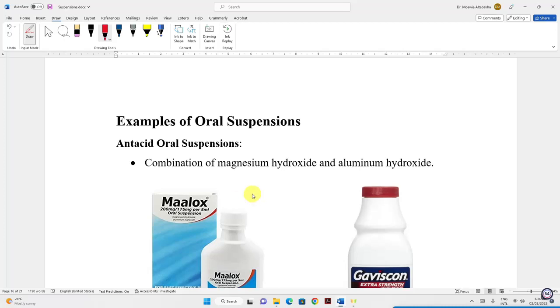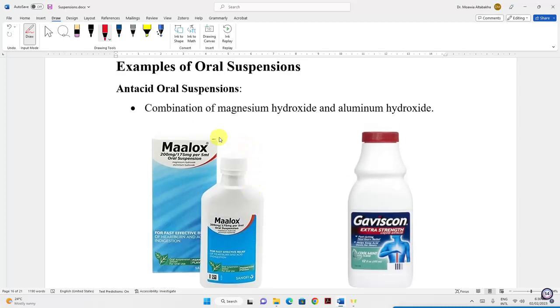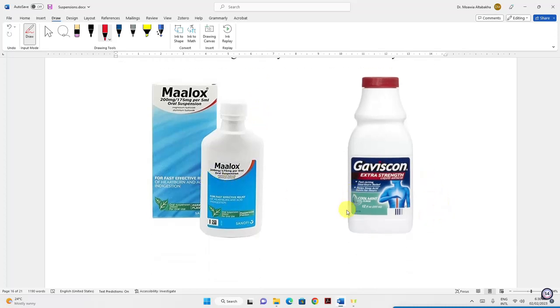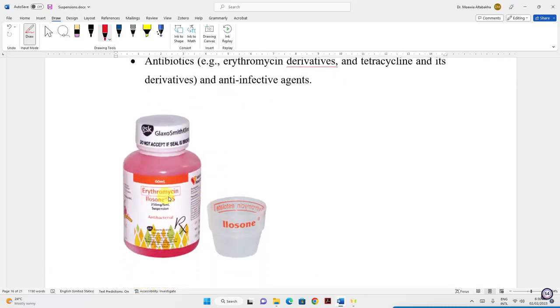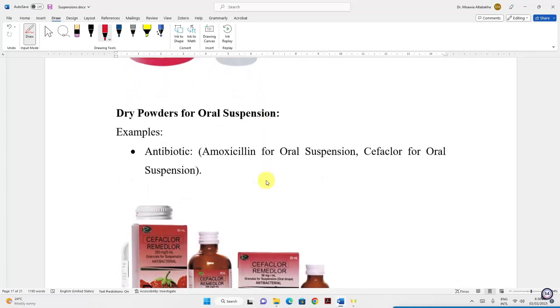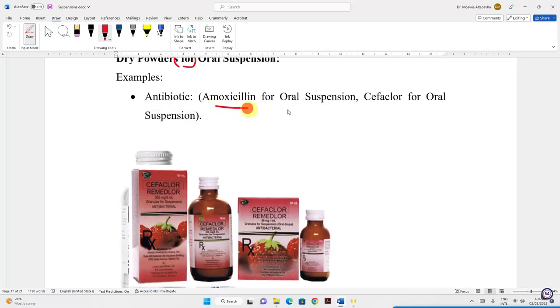Here we have some examples. For example, we have Malox, which has magnesium hydroxide and aluminium hydroxide. We have Malox and we have Gaviscon, and we have antibacterial suspensions such as erythromycin and tetracycline derivatives. Okay, and we have dry powder for oral suspension, meaning this is available as dry powder, and then you have to suspend it, such as amoxicillin and cefaclor.